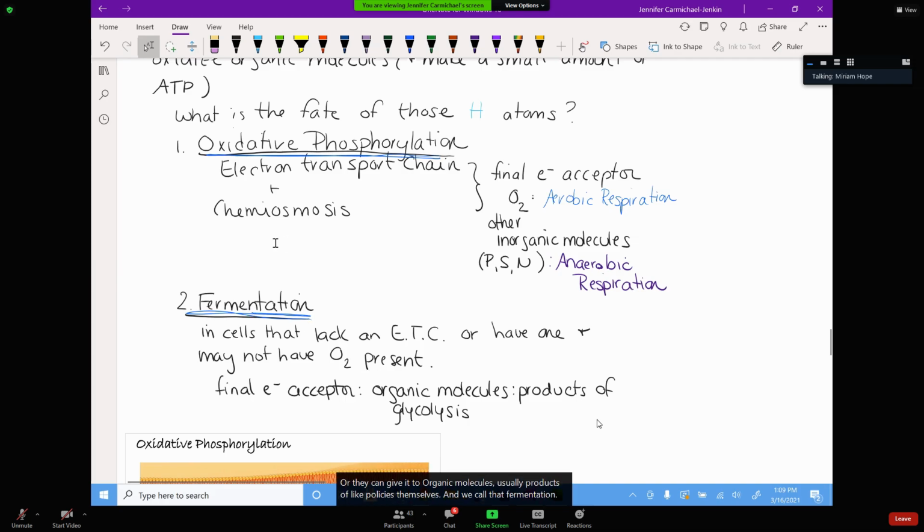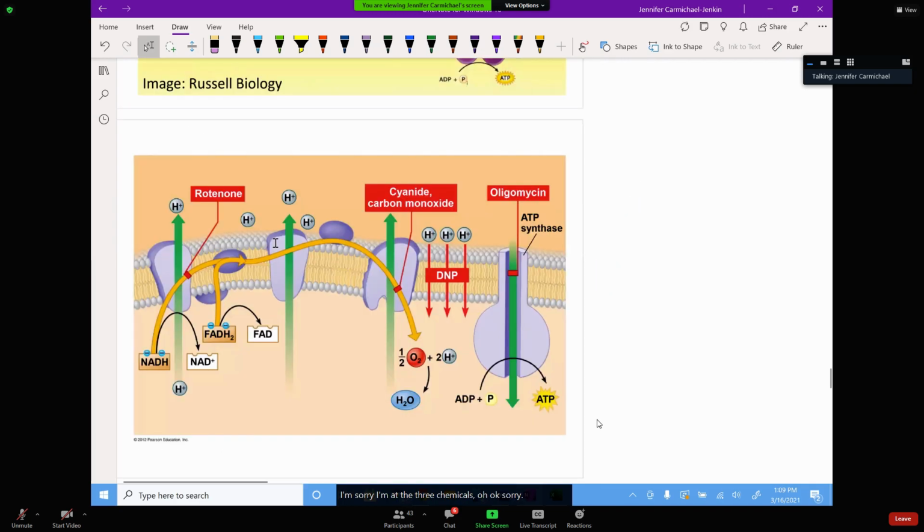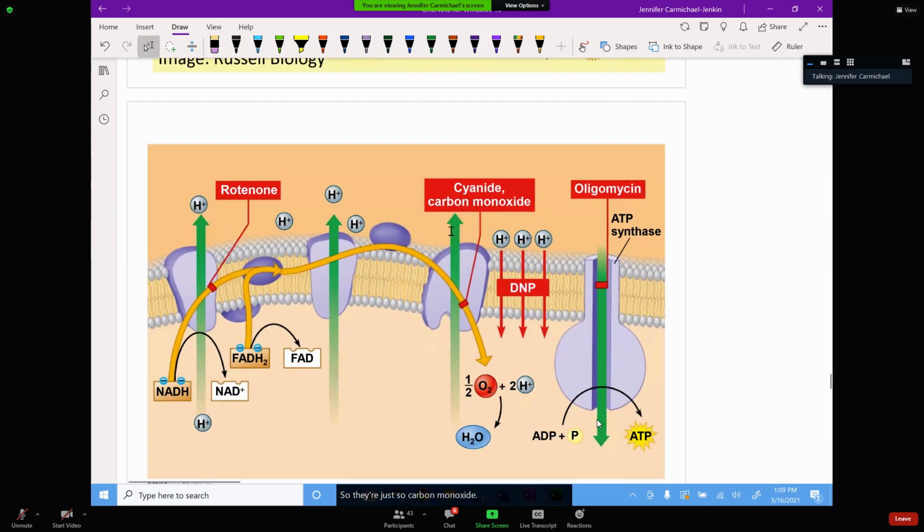Oh, I'm sorry. I meant the 3 chemicals. Oh, okay. Sorry. So carbon monoxide and cyanide are poisons to humans, right? And so they're blocking the electron transport chain right here. Rotenone is an anti-parasitic, basically an insecticide, and it blocks the electron transport chain up here. So this yellow line is the electron transport chain. Oligomycin is an antifungal, and it blocks the diffusion of protons through ATP synthase.